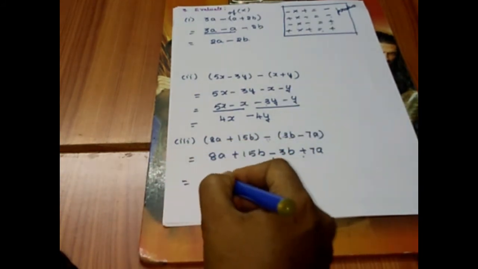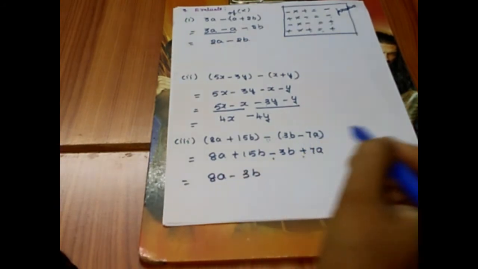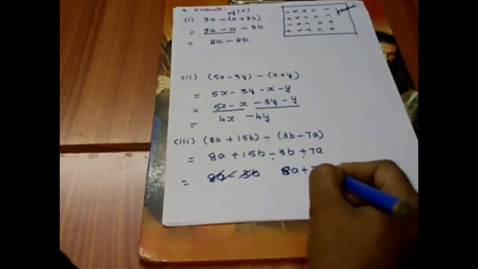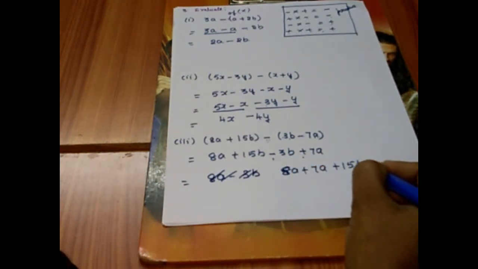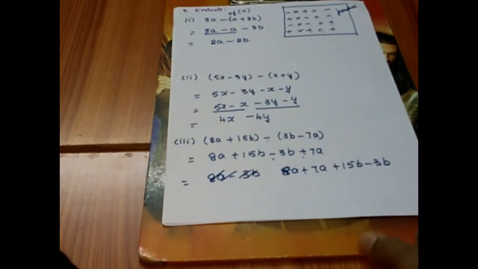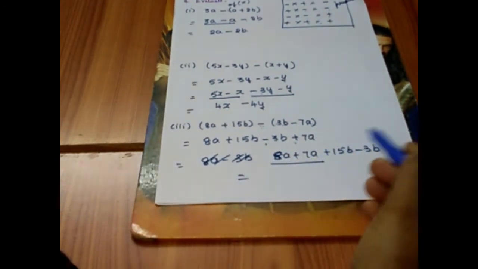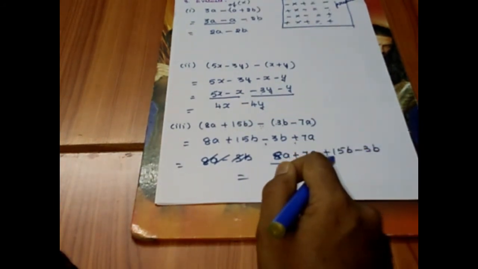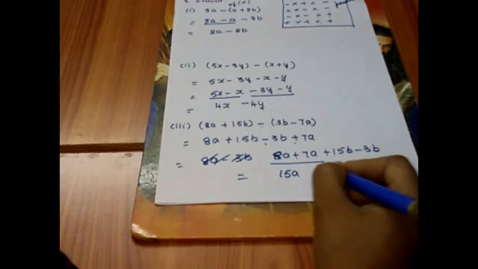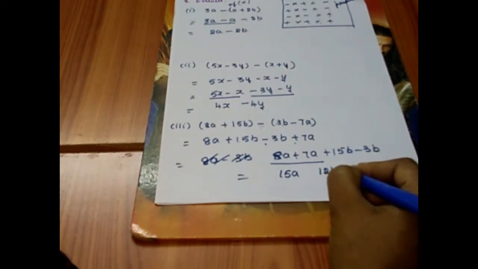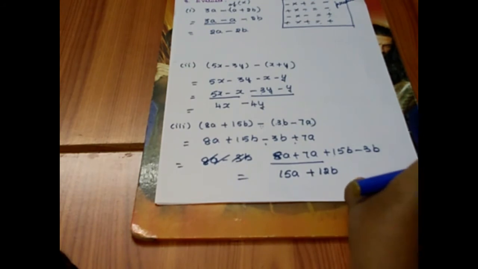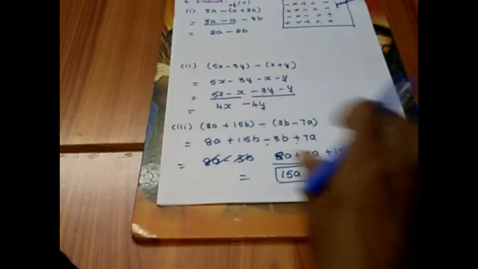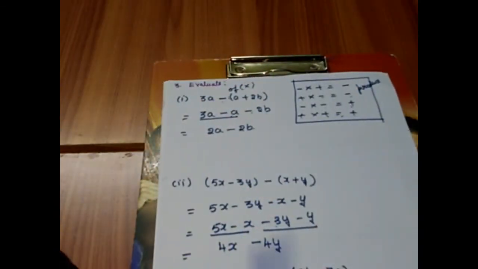So now group it. 8a plus 7a, plus 15b minus 3b. So 8a plus 7a is 15a. Both are plus, so we add and write the plus sign. Plus 15b minus 3b, subtracted, it is 12b. The greater number is 15, so it carries the sign plus. 15a plus 12b. Let's move on to question number 4.